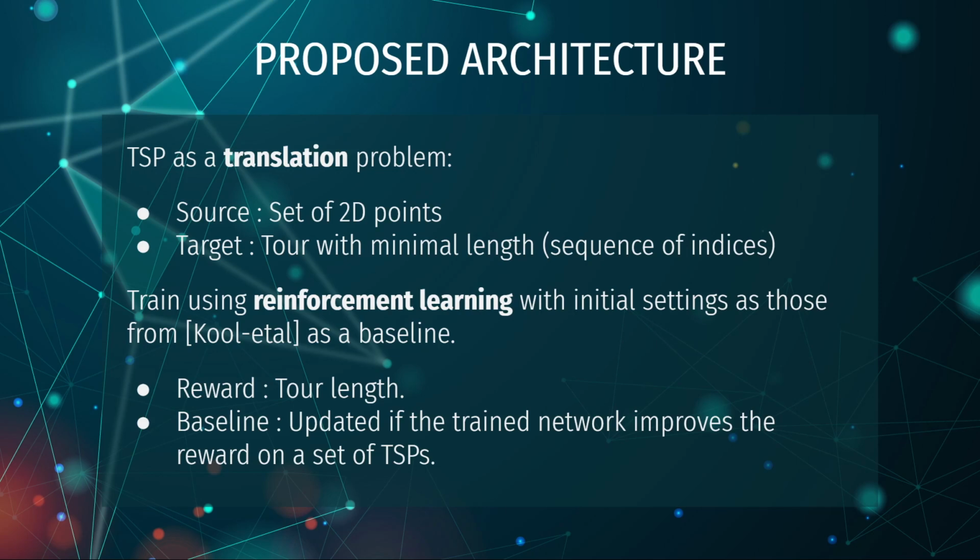We train using reinforcement learning with initial settings as those from Cole et al. as a baseline. The reward is the tour length, and the baseline is simply updated if the network trained improves on it on a set of TSPs.